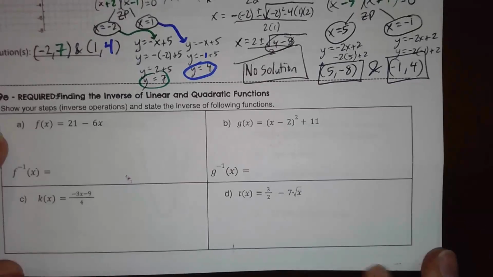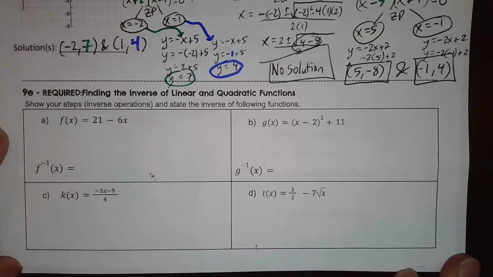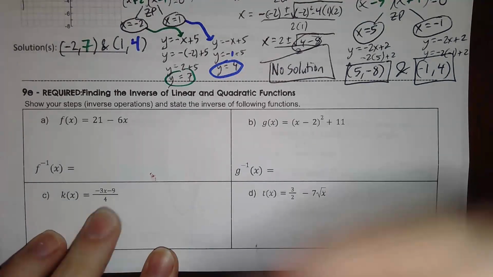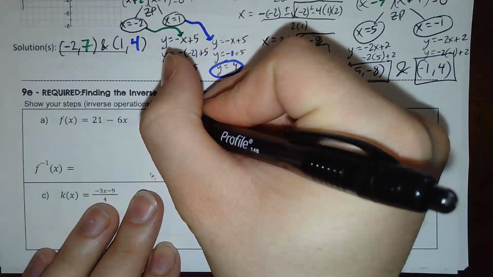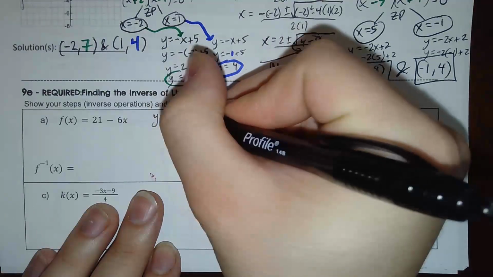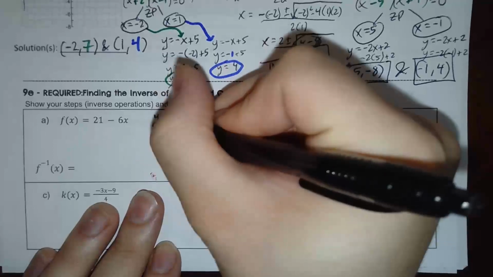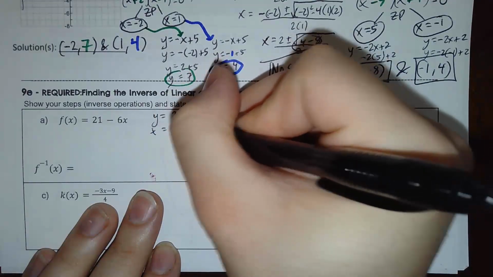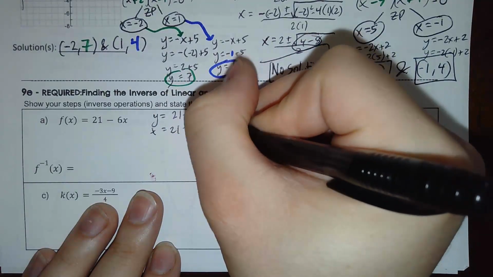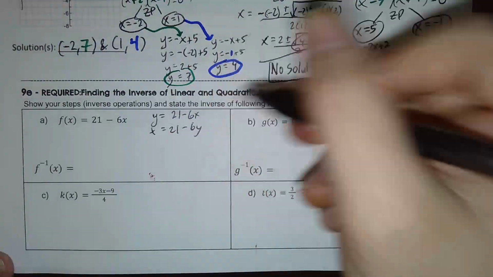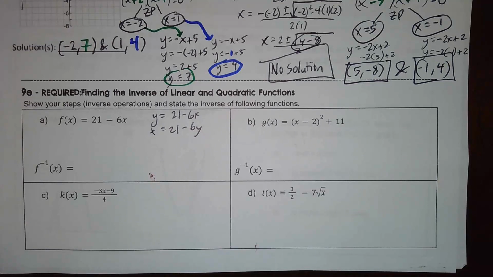Okay, let's move on to standard 9e. Standard 9e is finding the inverse of linear and quadratic functions. So my first step is to write y equals 21 minus 6x. Second step is to switch x and y. And my third step is to solve for y to get y by itself.